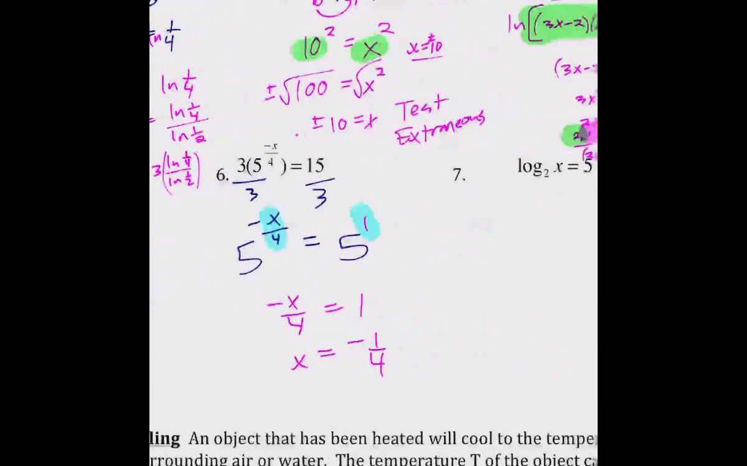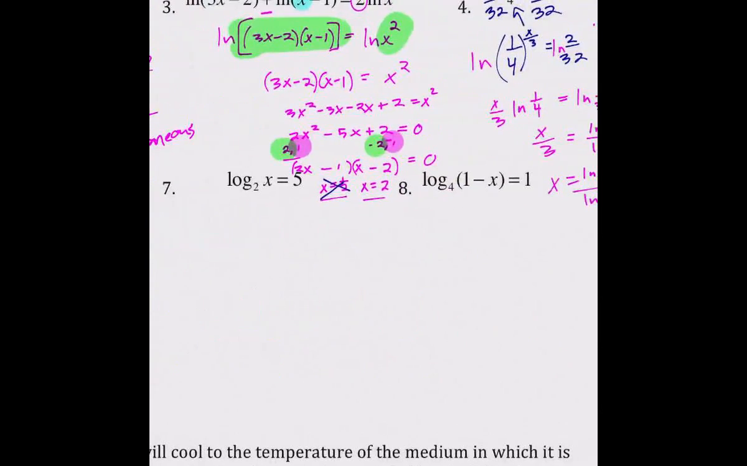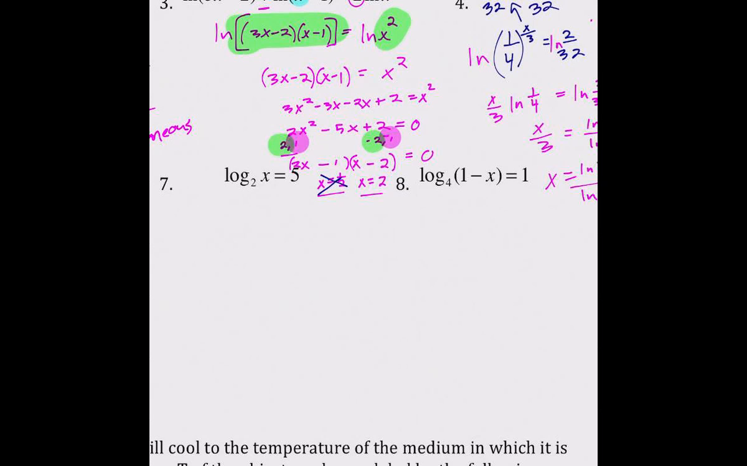Moving right along. We can do these two, knock them out. 2 to the 5th equals x. We're done. It's a log. To solve logs, you convert them to exponents. And actually, this is exact, but you can write 32 if you like.